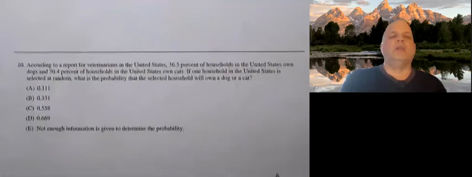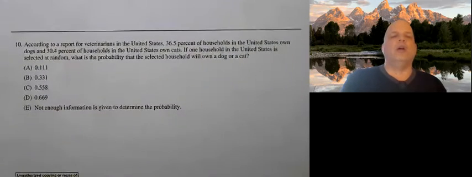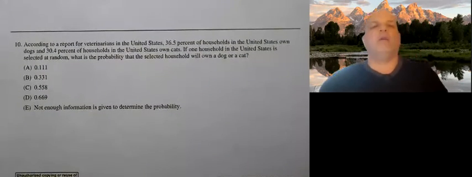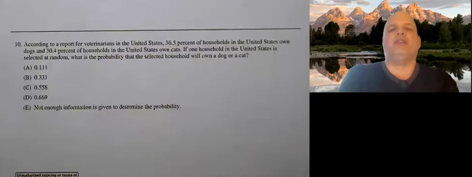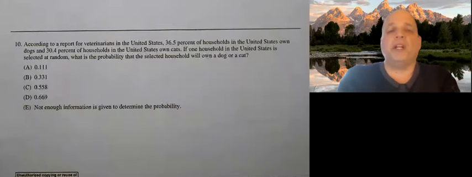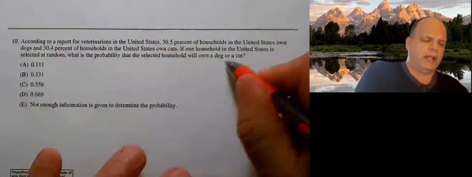Number 10. They're trying to trick you on this one as well. According to a report for veterinarians in the United States, 36.5% of households in the US own dogs and 30.4% of households in the US own cats. If one household in the United States is selected at random, what's the probability that the selected household will own a dog or a cat?